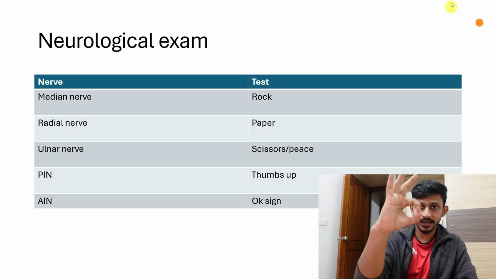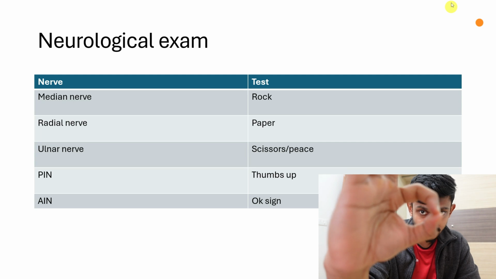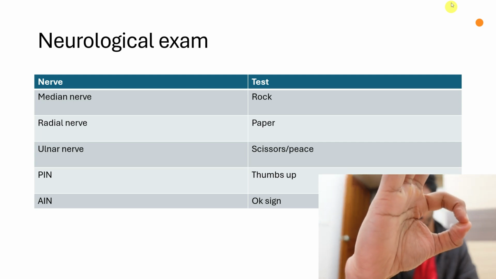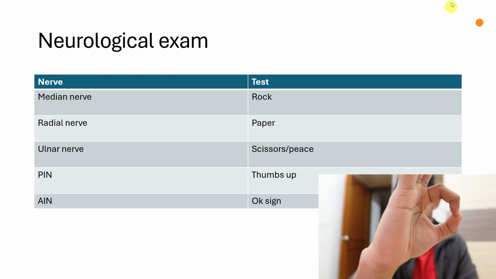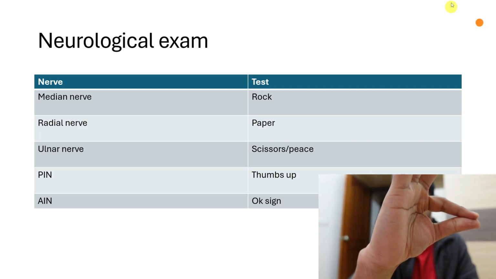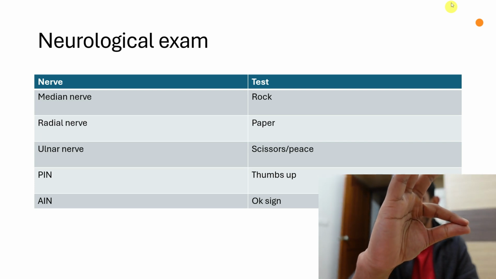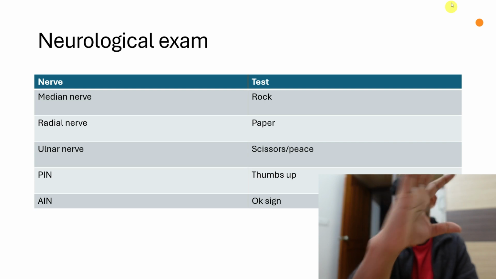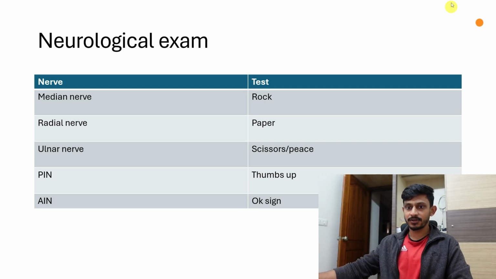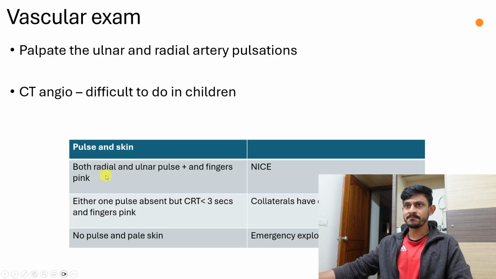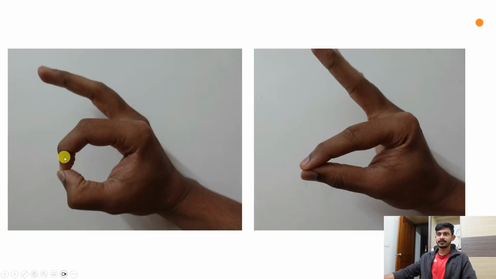And finally, the OK sign, where the tips of the index and the thumb are touching. This is a good OK sign. As you can see, an O is formed. This is a false OK sign, and this is not how an OK sign should look if the anterior interosseous nerve is intact or functioning. I'll show you again in the next slide. Here you can see this is a good OK sign, this is a false OK sign.